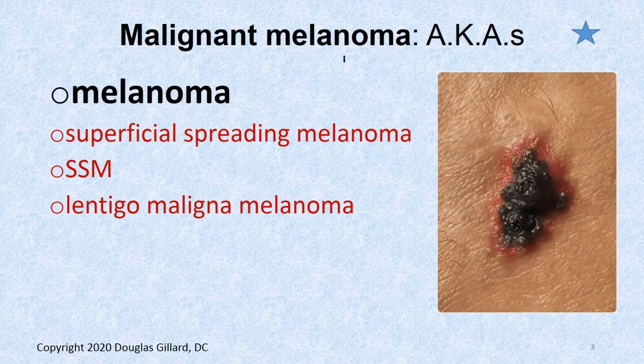But there it is. So some A.K.A.s, oftentimes it's just called melanoma. Erroneously, it shouldn't be called superficial spreading melanoma, even though it is, because this is one of the categories. SSM, lentigo malignant melanoma, that's a different one, we talked about that last time. But those are some A.K.A.s, but I'm going to call it either melanoma or malignant melanoma.